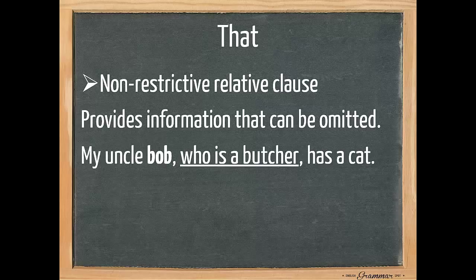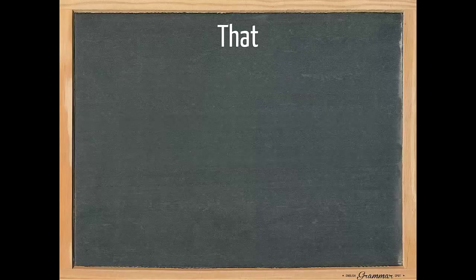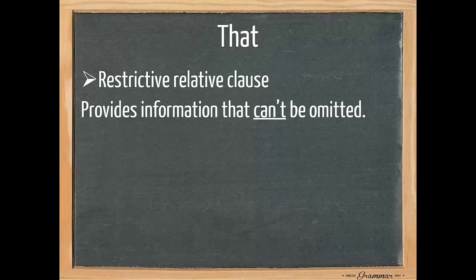For example, my Uncle Bob, who is a butcher, has a cat. Now, the sentence, my Uncle Bob has a cat, is a perfect sentence which is grammatically correct and makes sense. So, who is a butcher here is additional information, but it's not essential to making the sentence grammatically correct or coherent. The restrictive relative clause provides information that cannot be omitted, so this information cannot be left out.